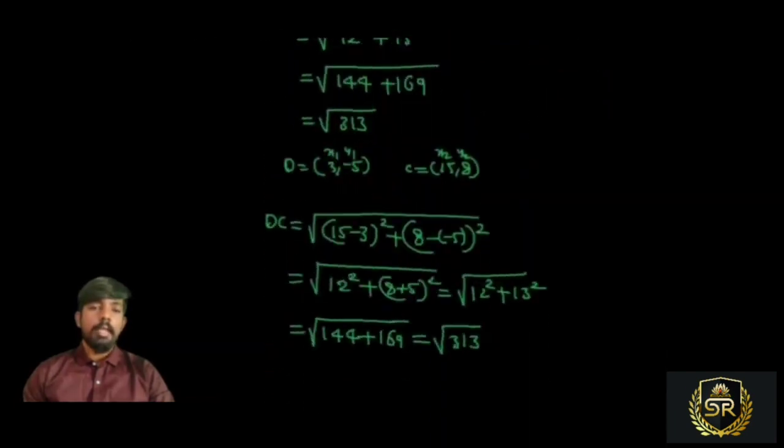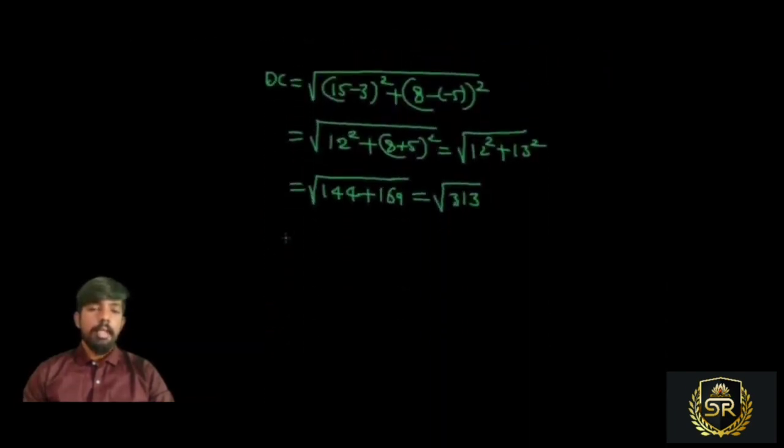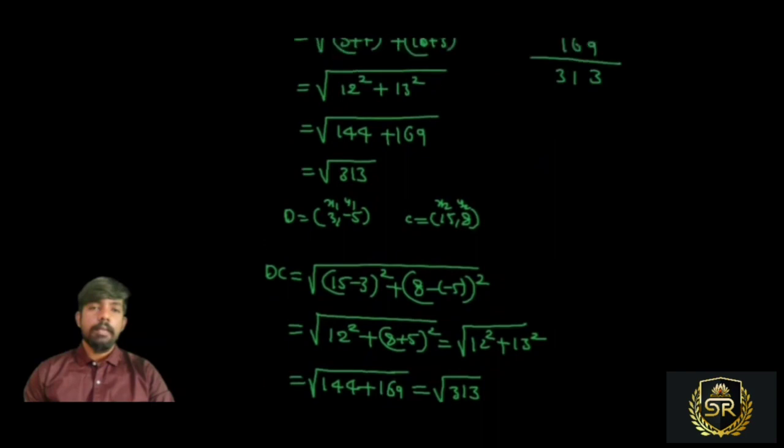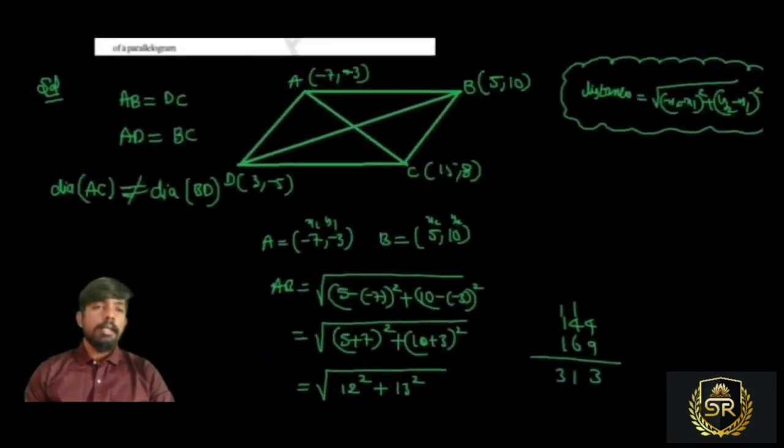What distances? AB and DC. AB is equal to DC, the distances are equal. Next, AD is equal to BC. We need to prove that the distance AD is equal to BC.